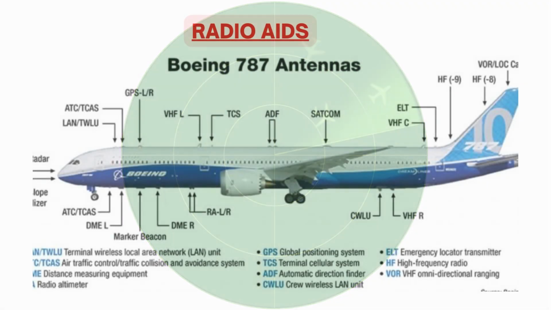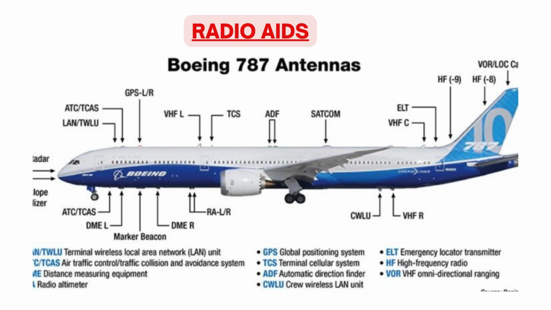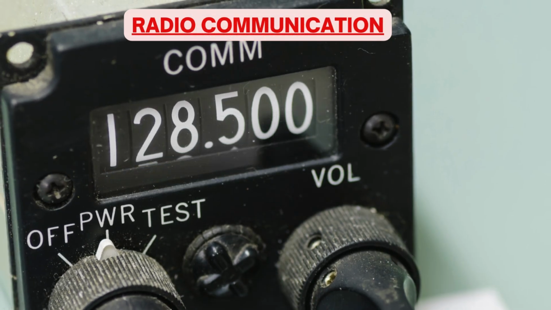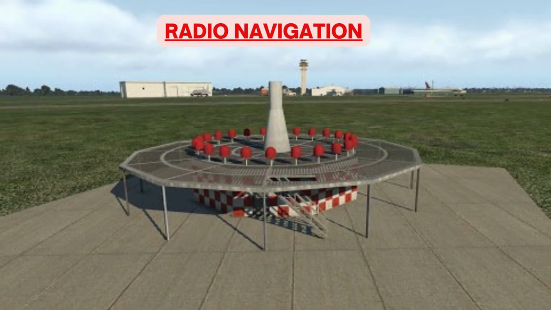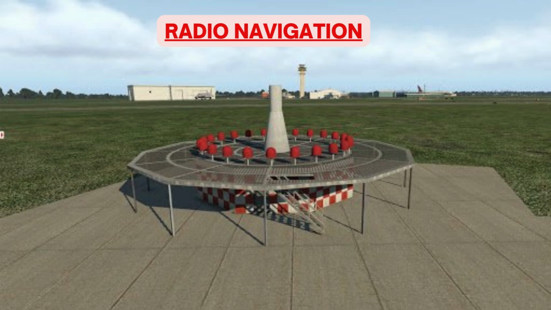Broadly, we can classify radio aided equipment in two categories: radio communication and radio navigation. When radio is used for communication, verbal or data, it is called radio communication, and when it is used for navigation, it is called radio navigation.